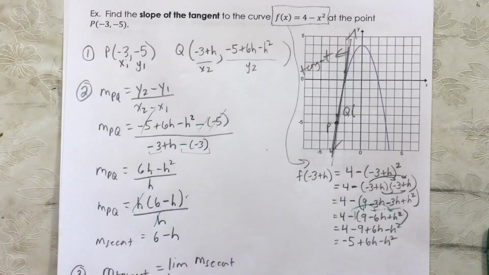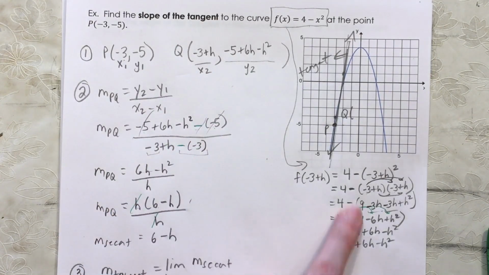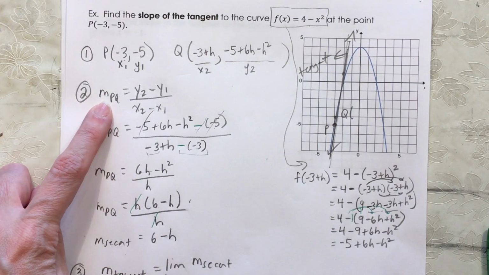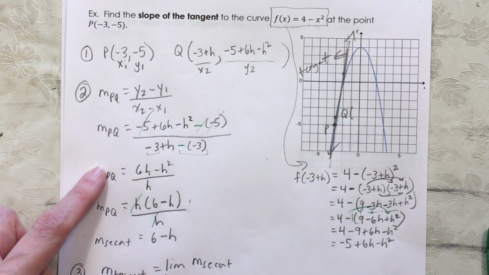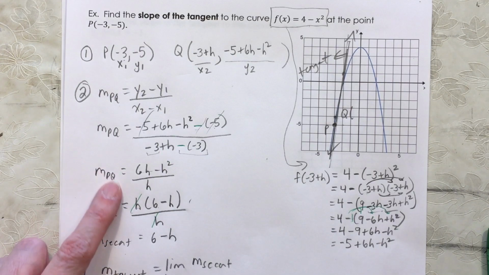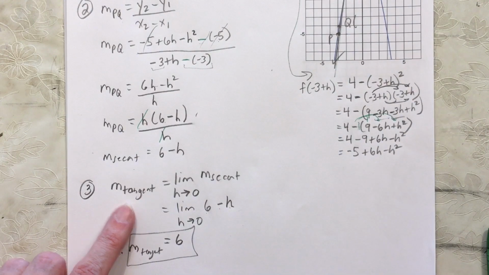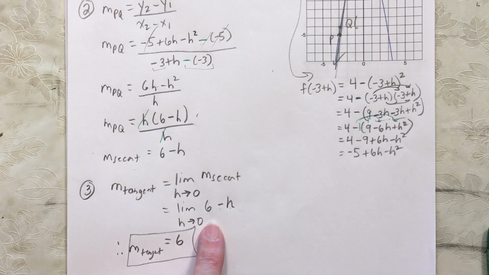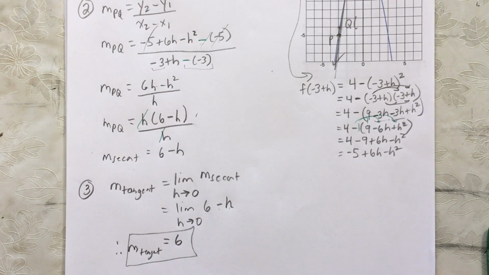So again, there's 3 kind of parts to the question. First is figuring out P and Q. And usually Q takes some algebra. Then we find the slope of the secant, so the slope between P and Q, just using the grade 9 slope formula. Then we simplify that as much as possible. In this case, it involved common factoring and reducing. And then step 3 is the calculus, where we say that the slope of the tangent is the limit as h approaches 0 of the slope of the secant. And then we let h approach 0. And we have the slope of our tangent. Then you can always check and make sure that it makes sense.